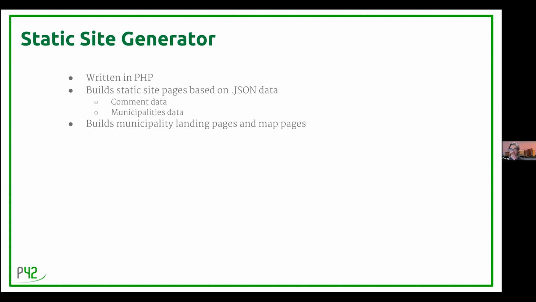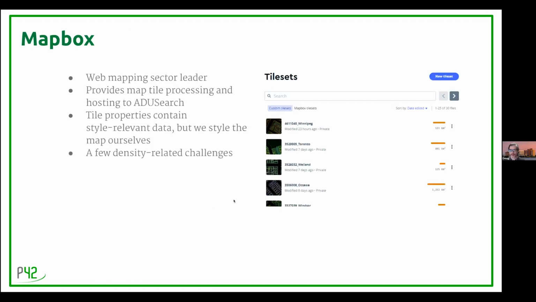Based on the JSON data that is generated by the data pipeline and presented in the administrative backend, the static site generator uses those JSON files to build out the municipality landing pages and map pages. So once we've got that static site, then we're off to the races, and that's what you'll see in your browser. Mapbox, I mentioned them before.